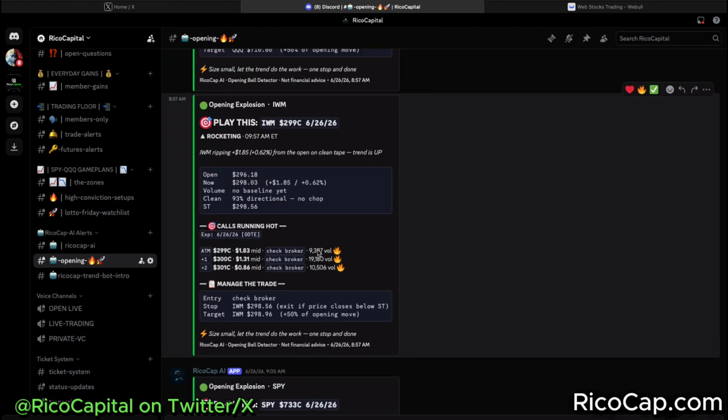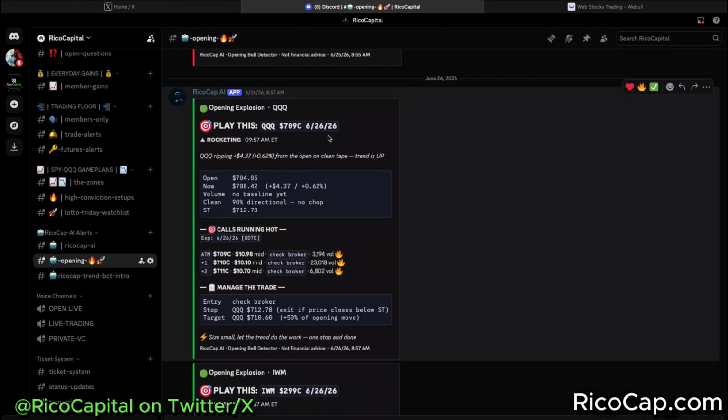Looking at this real quick, QQQ is saying opening explosion. That's where you're going to see opening explosion, play this. It tells you the contract, what time it is, and how it's ripping. QQQ is ripping over $4 at open, clean tape, trend is up. All this is telling you is 90% or higher directional, no chop, meaning the move we're looking at is moving and the contracts are moving. This scans the option chain and tells you that yes, the options are moving with the move, so you are going to make money off of this.